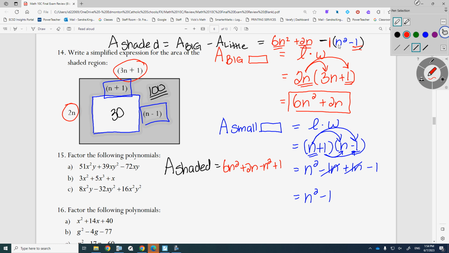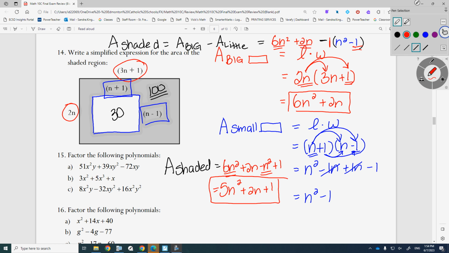Put your n squareds together, your like terms. 6 minus 1 would give me 5n squared. And then I would have plus 2n plus 1. And that would be the area of the shaded region. Okay?